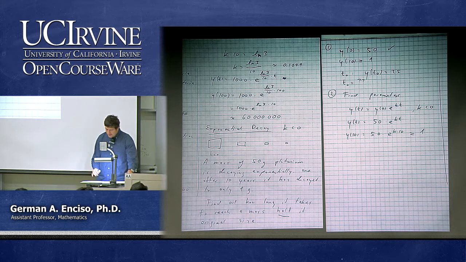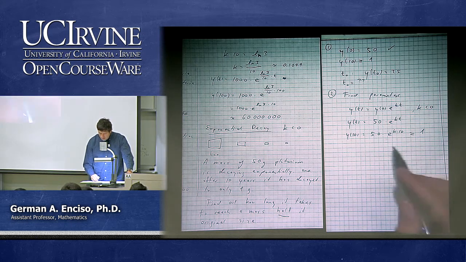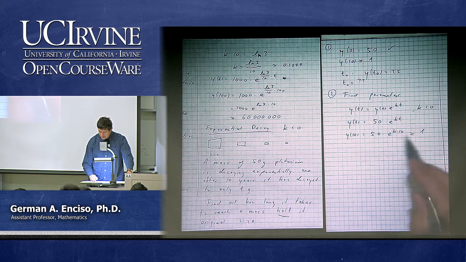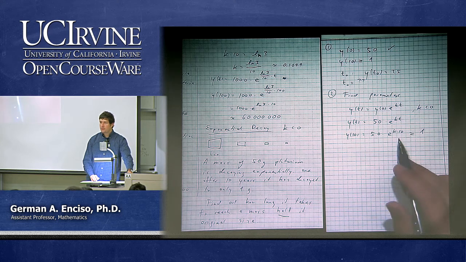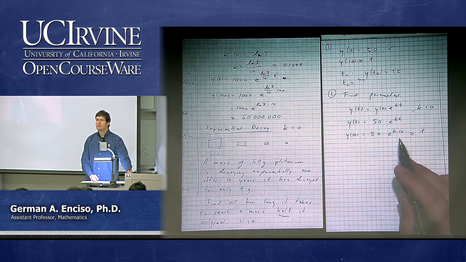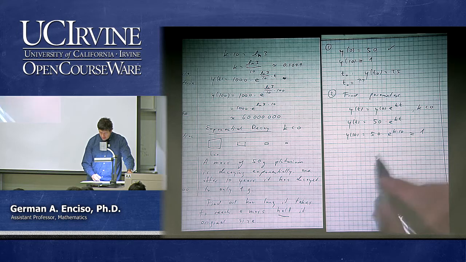Okay, as a matter of fact, we have an equation, 50e^(k·10) = 1. In this whole equation, the only thing we don't know is k. So we should be able to figure out k, right? Great. So how do we figure out k?